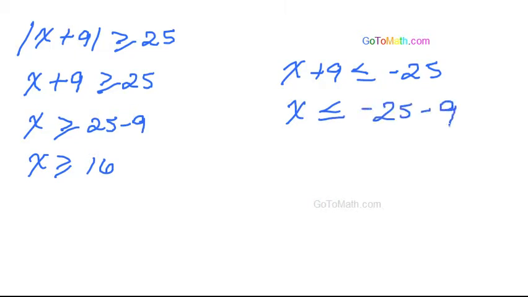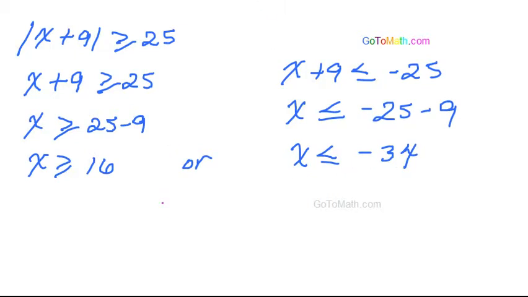And then go ahead and work on this side. 25 minus 9, and what do we got on that? That's going to be 34. So x is less than or equal to negative 34. So this is kind of interesting here. Alright, x is greater than or equal to 16, x is less than or equal to negative 34, and I shouldn't say and, because technically this is an or, okay, that x can be greater than or equal to 16 or x can be less than or equal to negative 34.